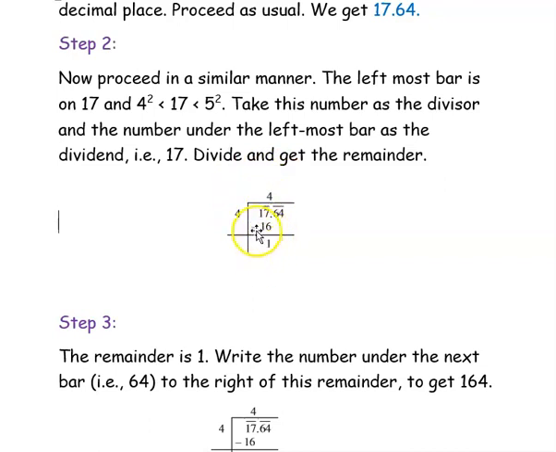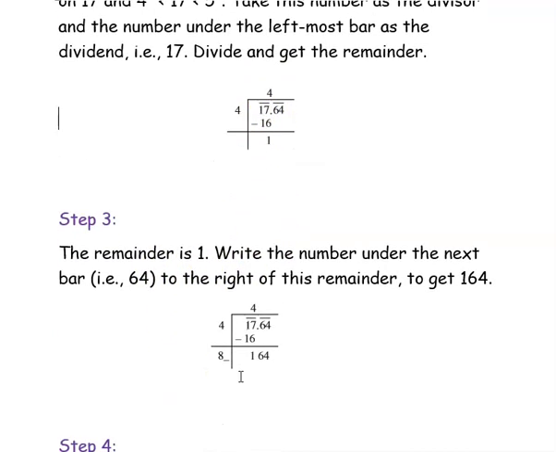The next step: I have subtracted this. 17 minus 16, so the remainder is 1. In the next step, you know that you have to bring the number under the next bar down to the right of the remainder. The number under the next bar is 64, so I am writing it down next to the remainder.